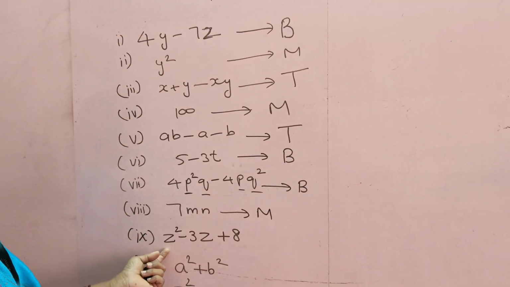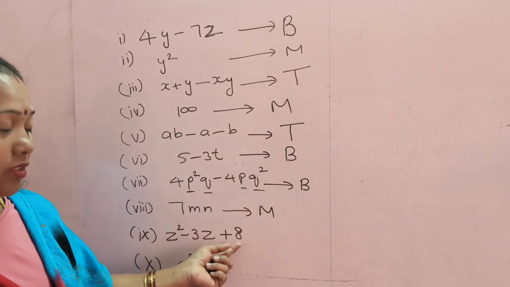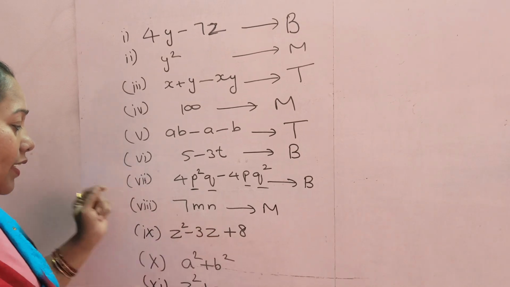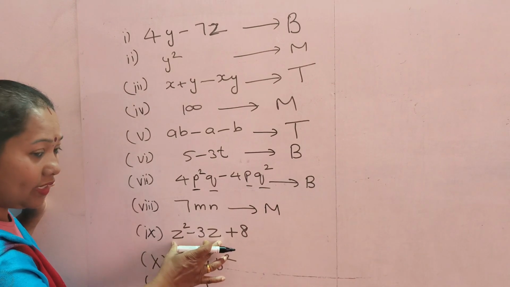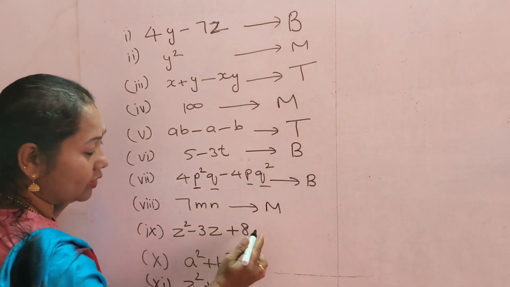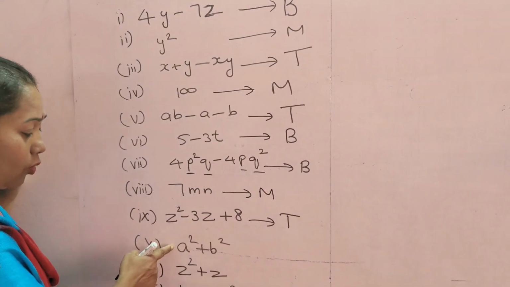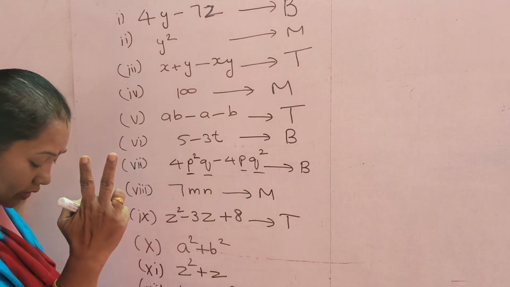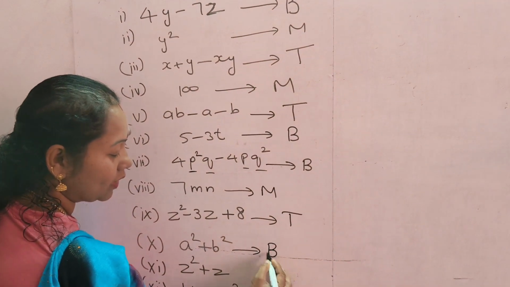Now how many terms are there? z squared minus 3z plus 8. Three terms are there. Z squared is not z. Both are entirely different. So 1, 2, 3. Three terms are there. So it's called a trinomial. How many terms are here? a squared plus b squared. Two terms are here. Two terms means that is binomial.